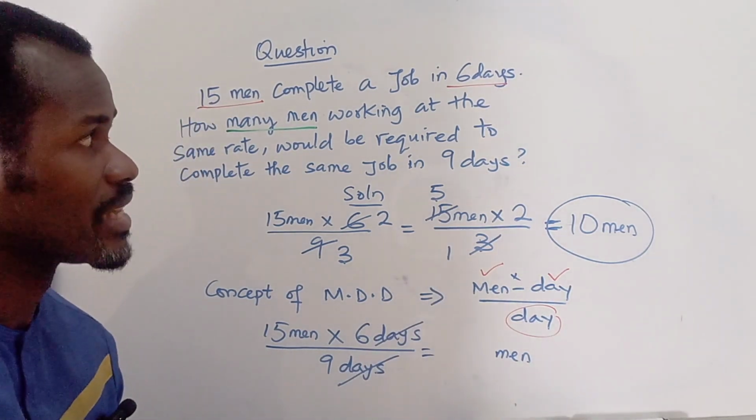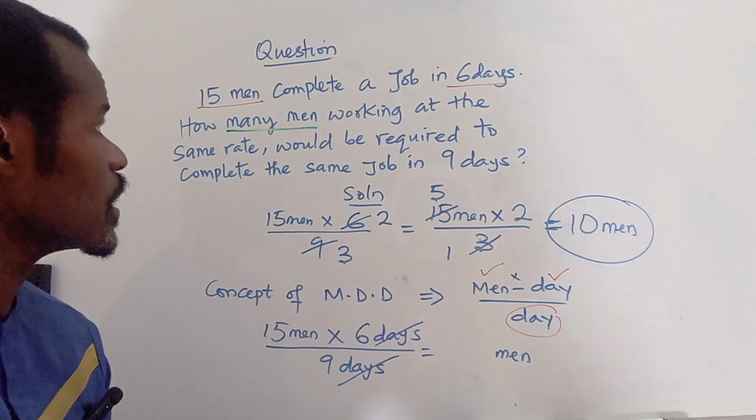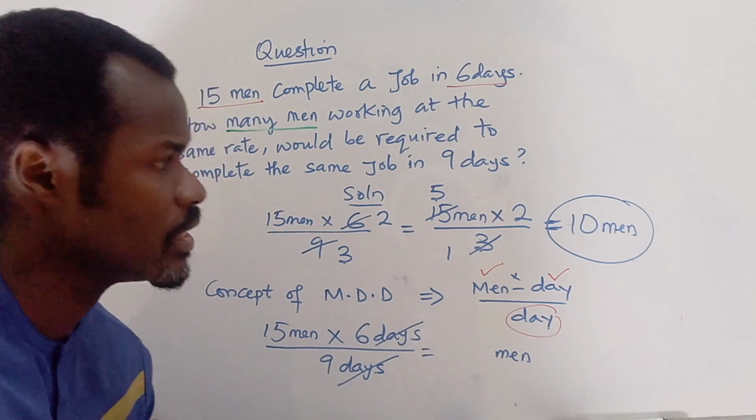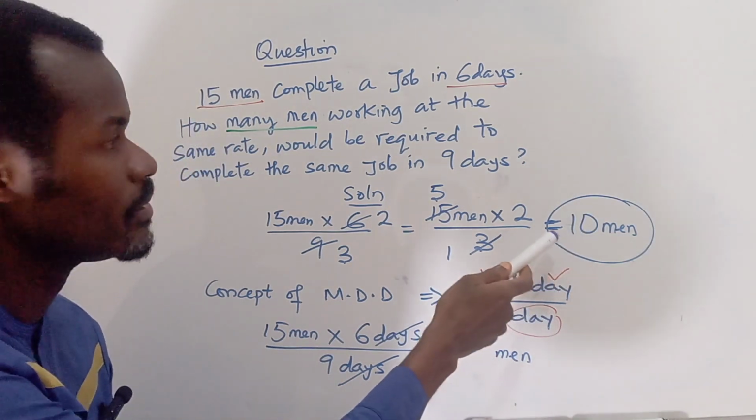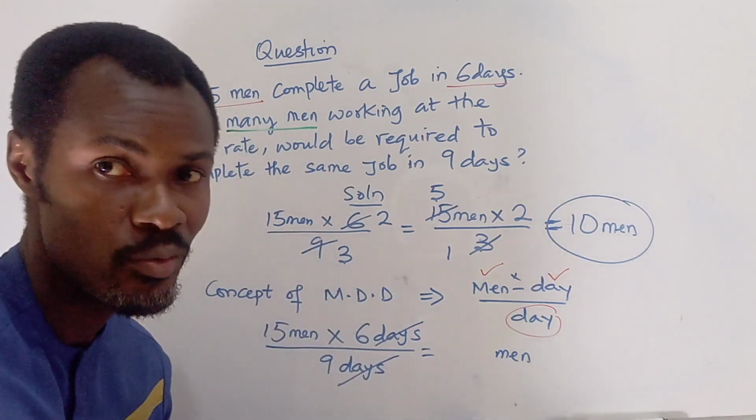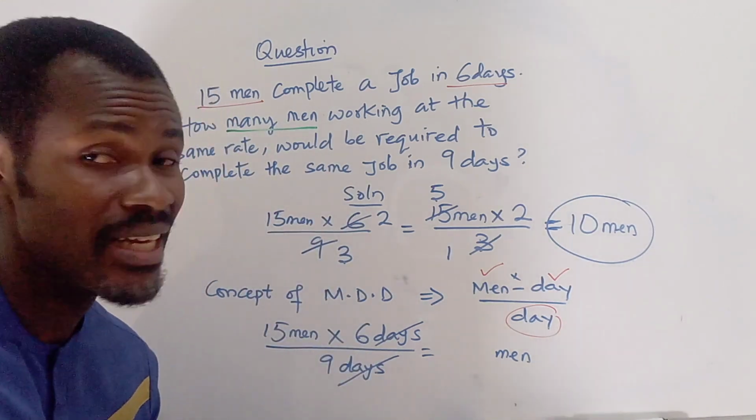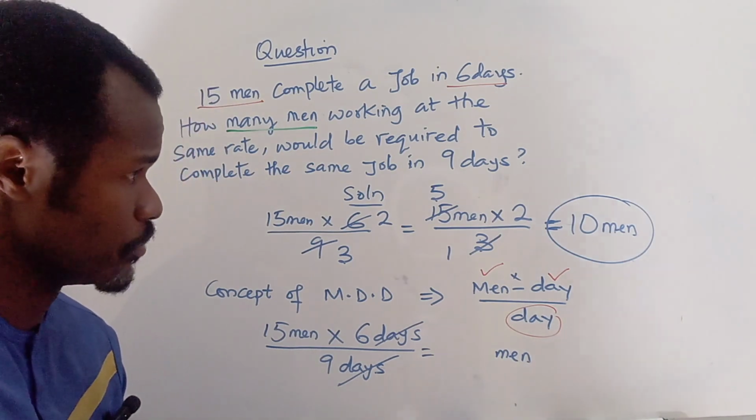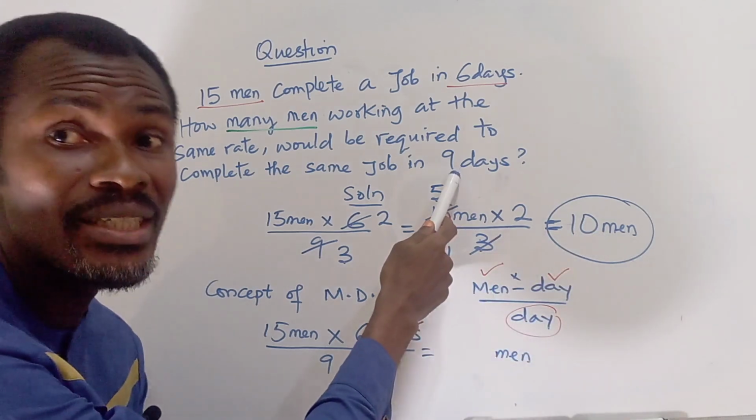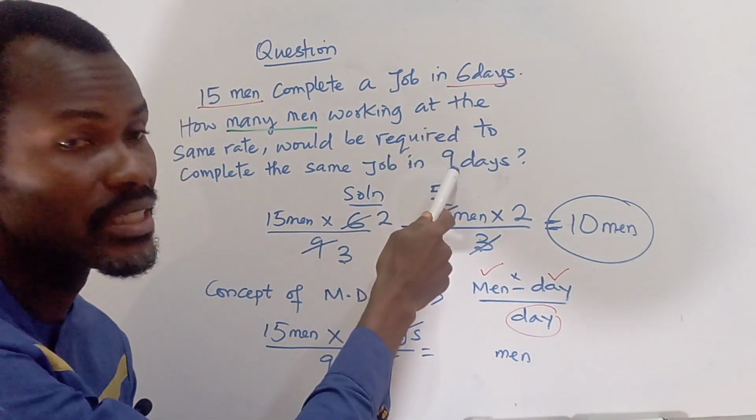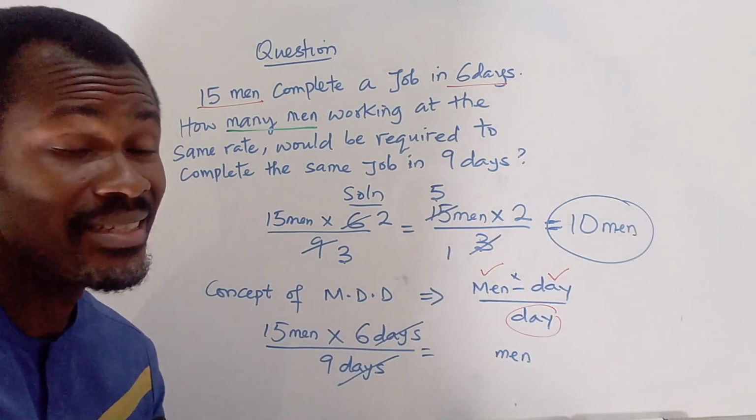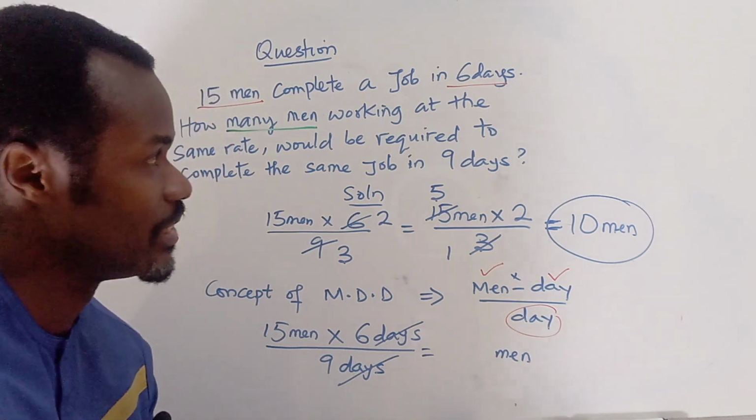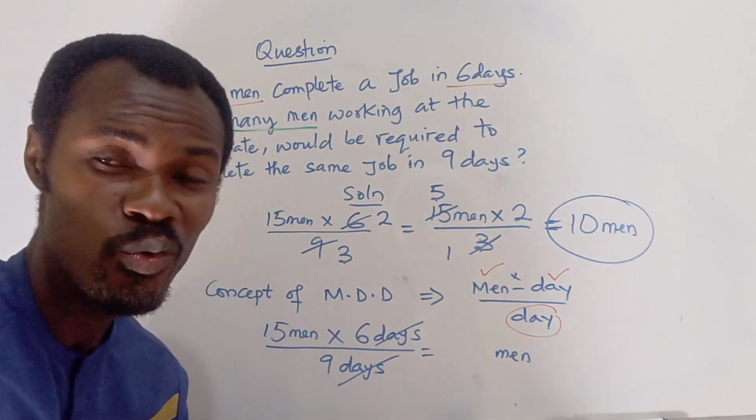Well, let's check if that is actually true. When we have 15 men, they did it in 6 days. Now we have 10 men, which is lesser men. So the fewer the men, the more days they will take. And if you check, 10 men did it in 9 days, which is more days. So that's a simple problem on inverse proportion, a word problem.